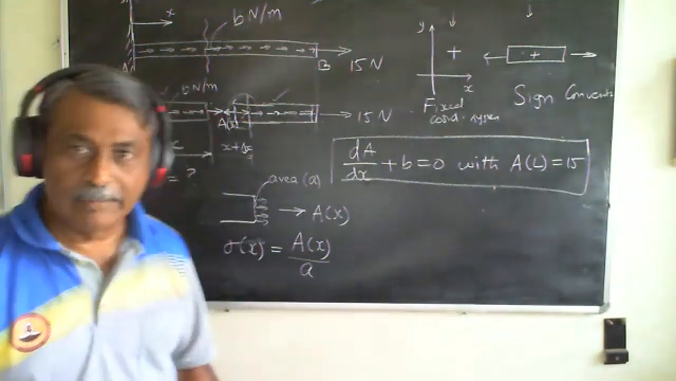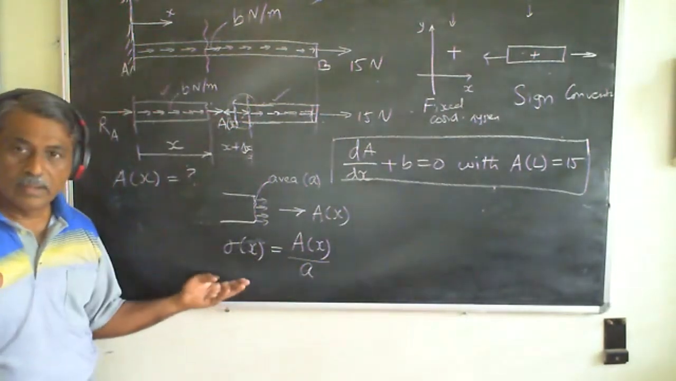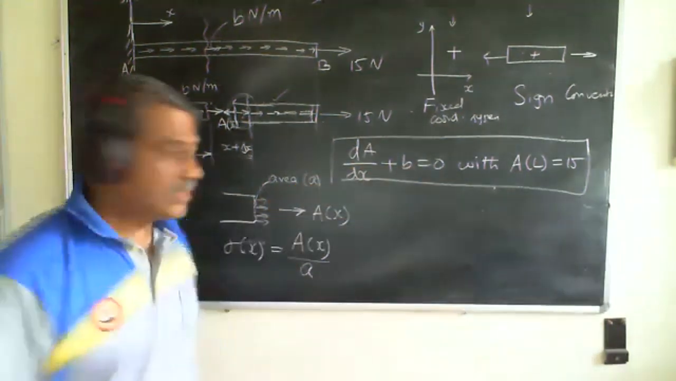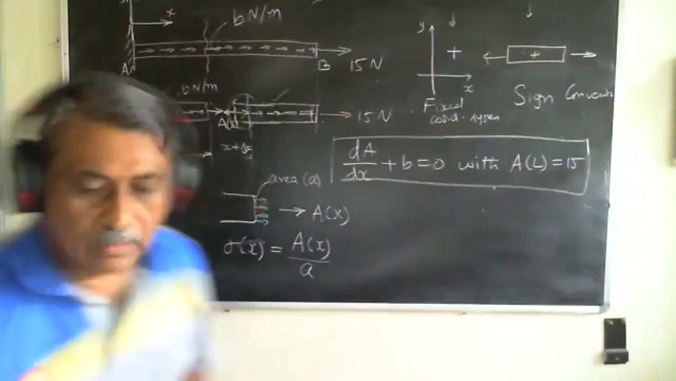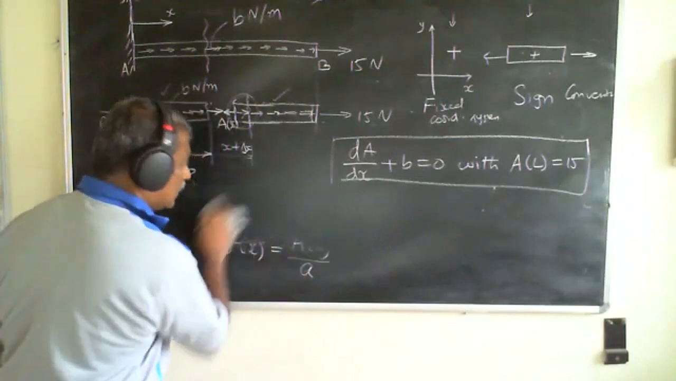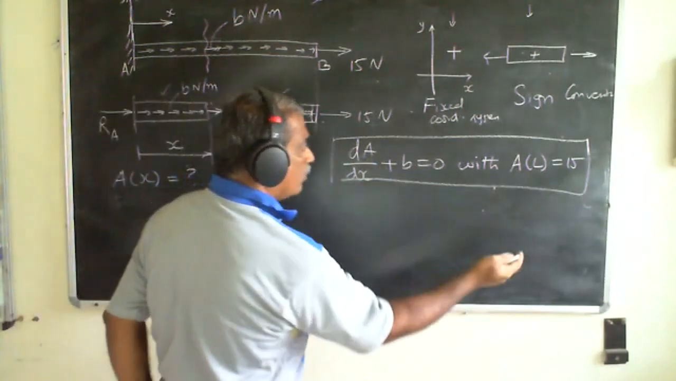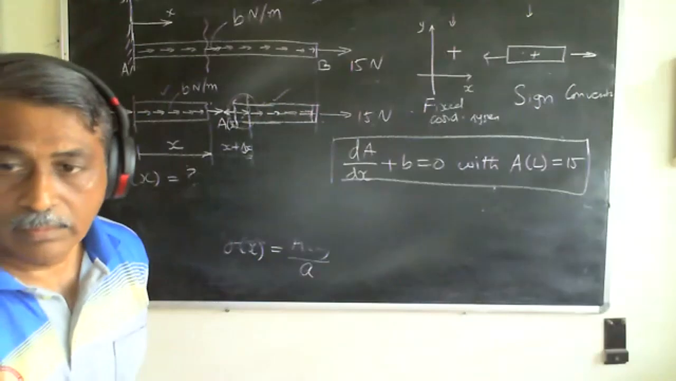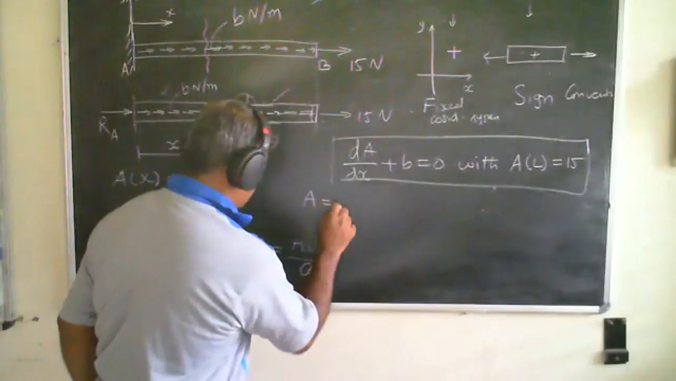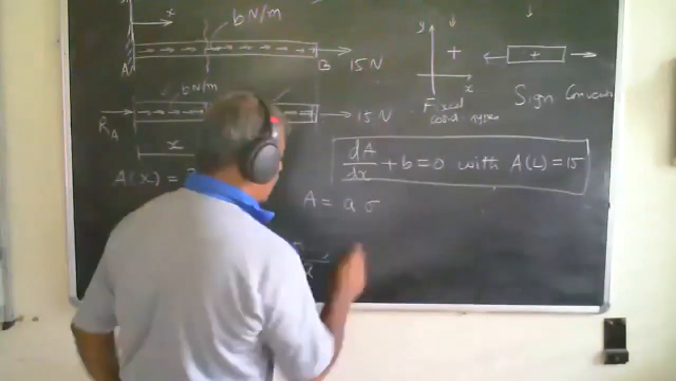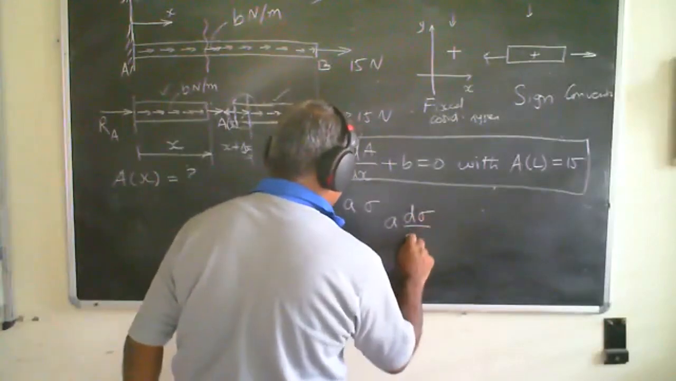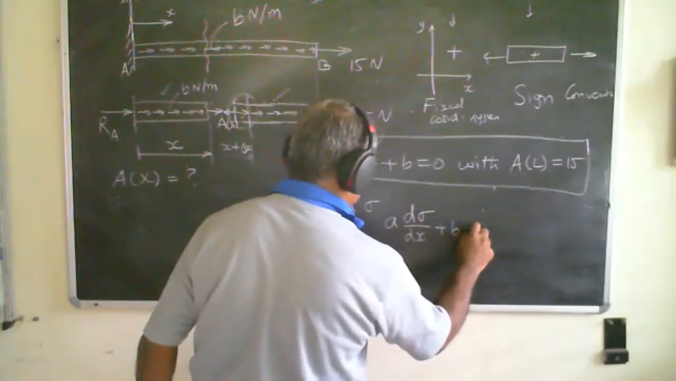I mean, this is simple, right? I found out the stress. In this case, if I have to convert this equation to a stress equation, what shall I do? Well, that's very simple. Shall I erase this one? Instead of area, I need to now convert to stress. How will I convert? I'll write A is equal to area times sigma and insert it over here. I'll get a times d sigma by dx plus B is equal to 0.